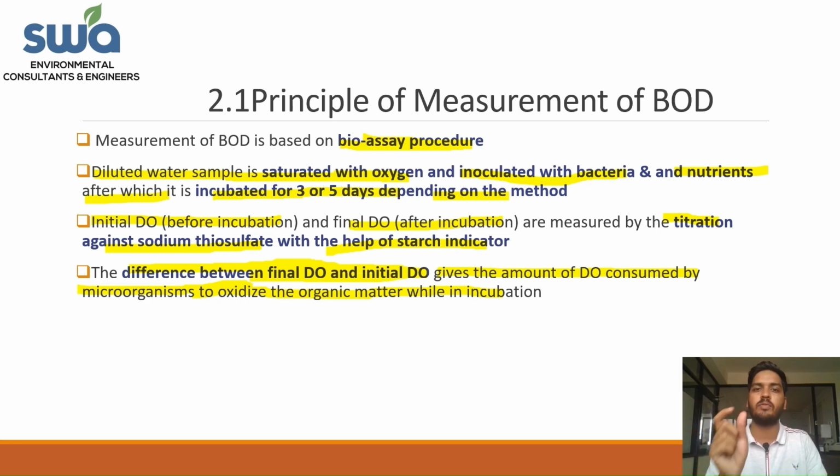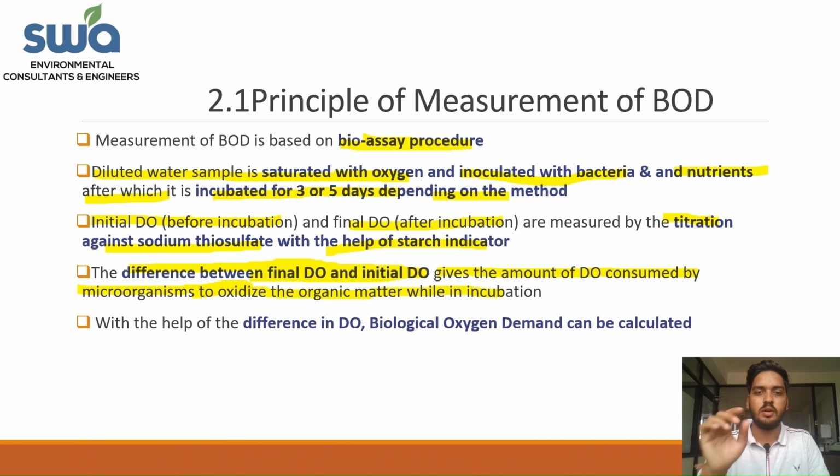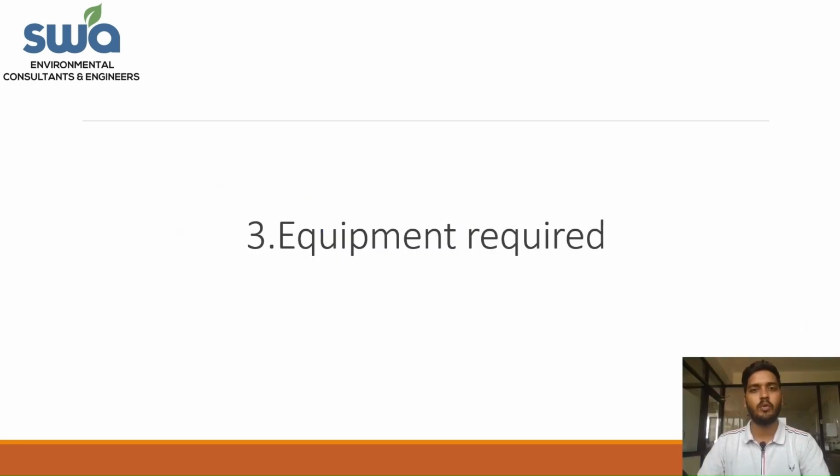So we can have the difference. The 3 milligram per liter of oxygen is consumed by the bacteria. With the help of this difference, we can calculate the biological oxygen demand of the particular sample. So this was the basic principle of the measurement. Now let's see which type of equipment will be required to perform this procedure.